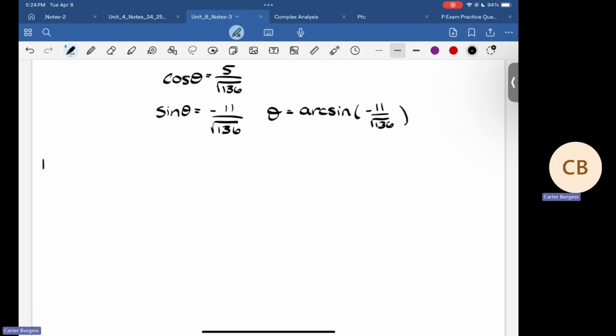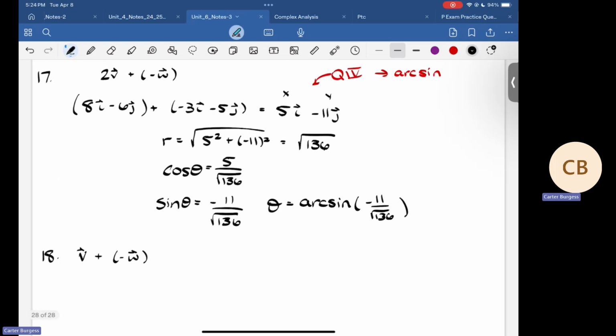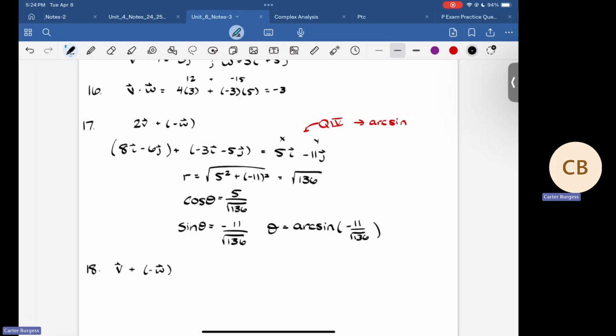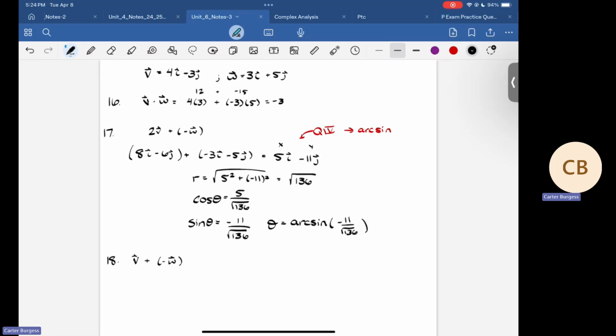And finally, for number 18 here, we are asked for the unit vector of v minus w. Again, I like to think of this as always in terms of addition, so I'm going to think of this as v plus negative w, just to make my life a little bit easier. If you wanted to do minus, that is, of course, totally fine. When I do this, I get i, and I get minus 8j.